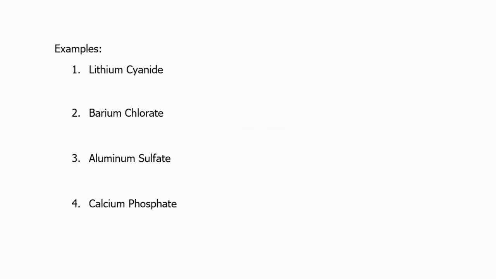And so let's look at some examples here. Our first one, lithium cyanide. So we first write out our cation, lithium, and it is Li with a +1 charge. Then we have cyanide. And so cyanide, we look on our list, and this is CN, and CN has a -1 charge. So these charges cancel out at the very beginning, which means that lithium cyanide is just LiCN.